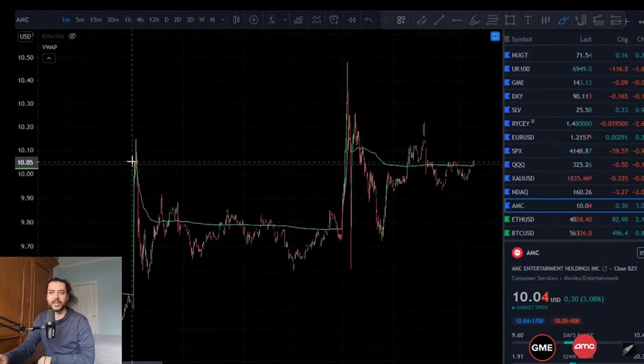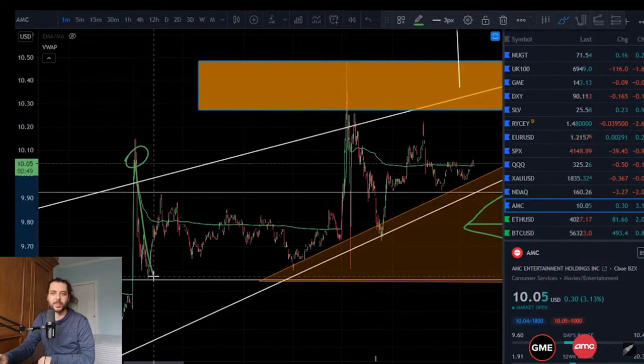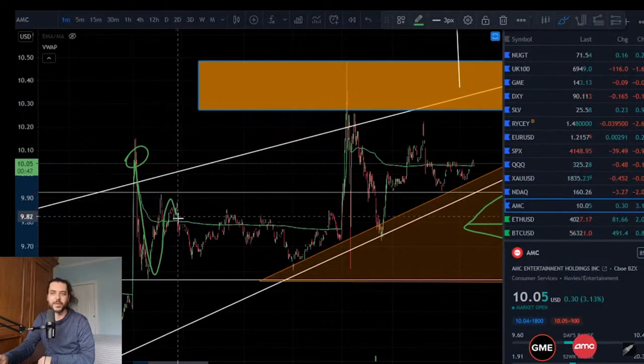So as you can see here, the day started here. This is the start of a day. The price dropped down. It reverted to the mean. It came up above it. It reverted to the mean.